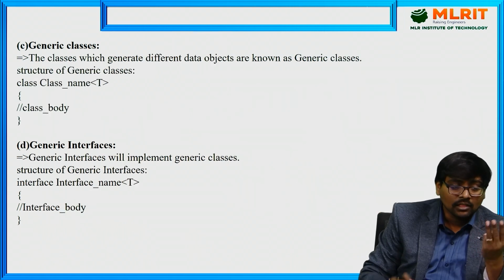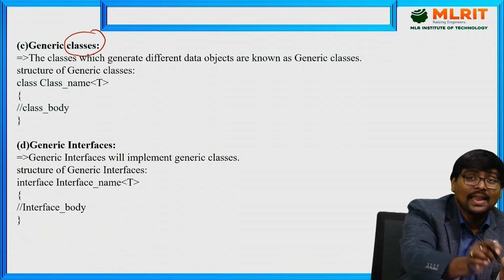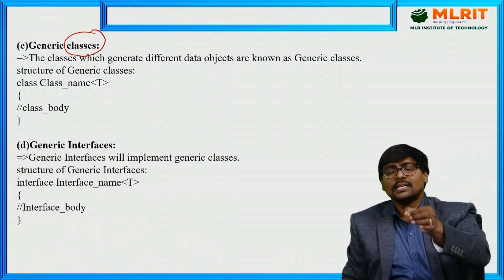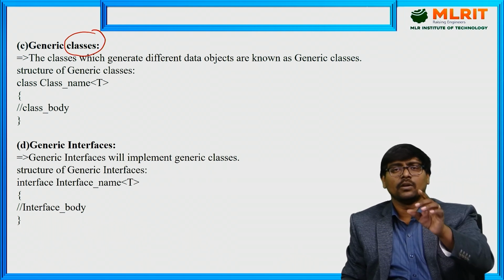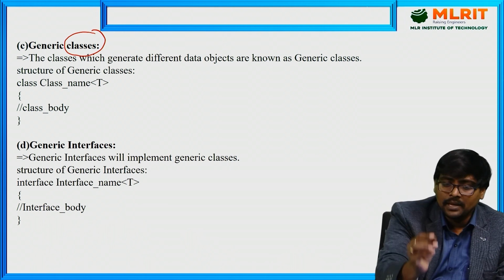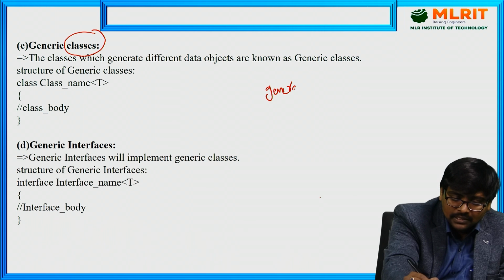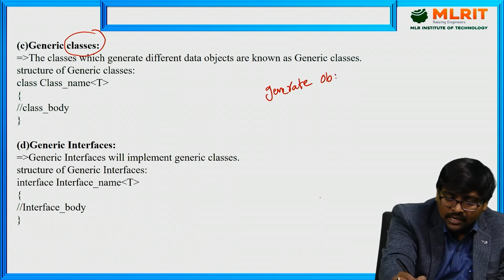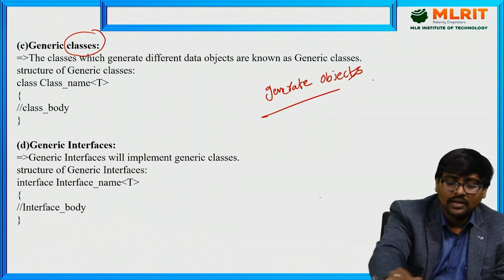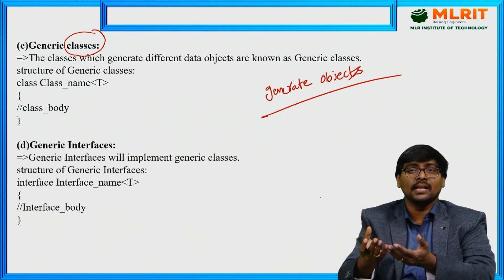Coming to the third category, we are applying generics to classes. First of all, what is a class and what is an object? Everyone knows the class is a blueprint or a logical entity. What is the main purpose of a class? The main purpose of a class is to generate objects. That is, a class is used for generating or creating objects.